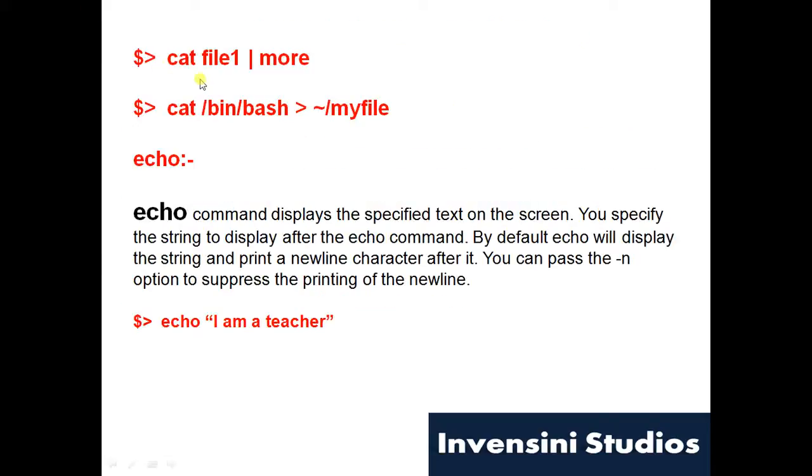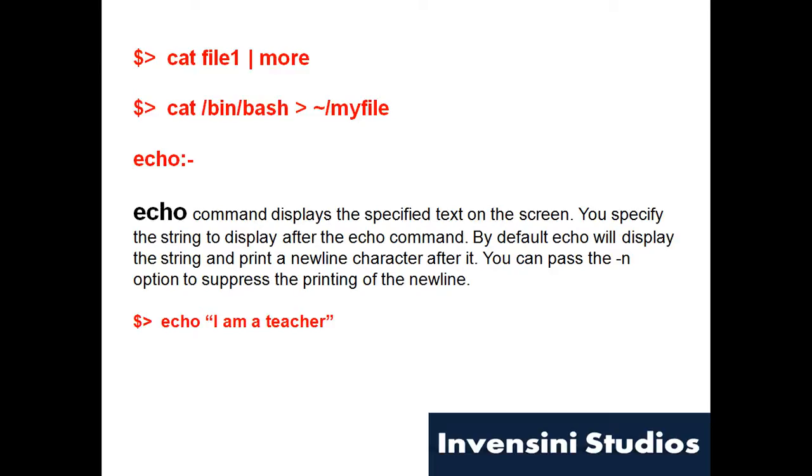Here we are just opening a file called cat, and we can use more or less to traverse through the file. In this way your file is shown, but it is not in an editor, so it cannot be edited. You will just read it. Similarly, cat can also be used for copying, so you are just copying this bash from the bin to your base directory. Similarly, the echo command displays the specified text on the screen.